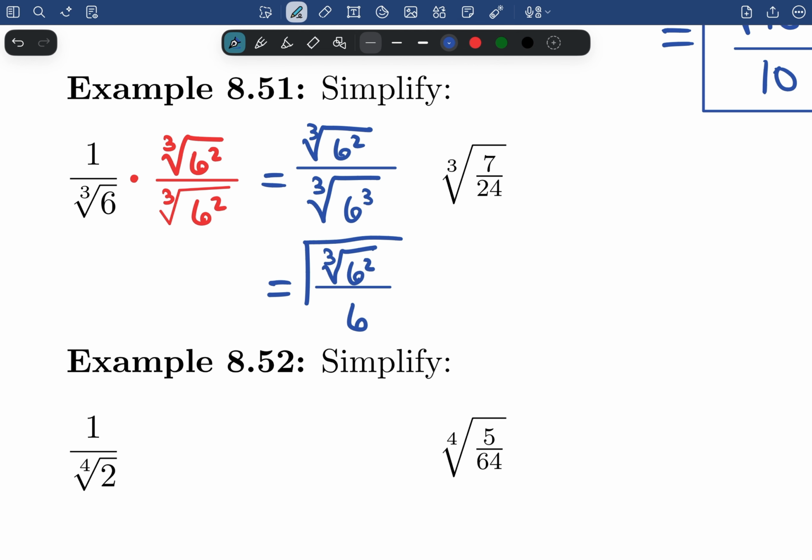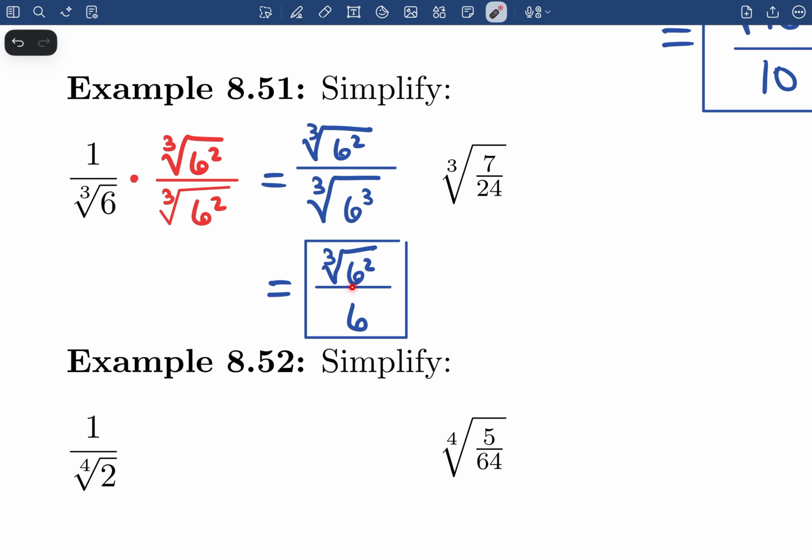But it's okay to have a radical on the top of a fraction. It's just not okay to have a radical in the denominator of a fraction. And so we have just rationalized the denominator, and we are happy with this. This is my final simplification. Let me try it with this one. So I have the cube root of 7 over 24.